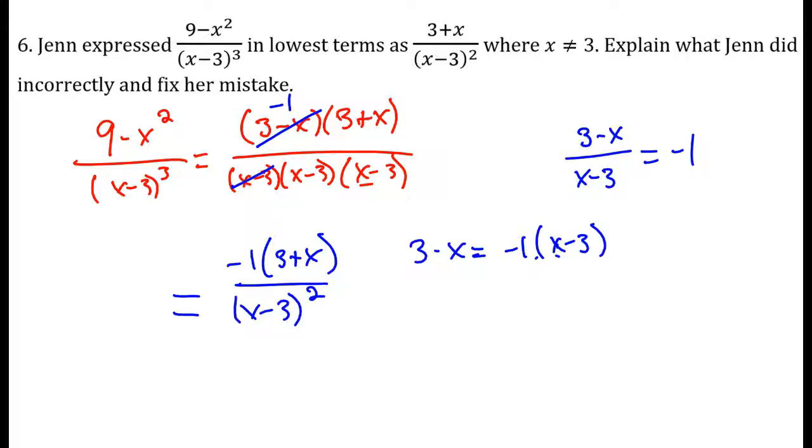So we always, always, always need to look out for this 3 minus x and x minus 3 relationship, that a minus b divided by b minus a. They do simplify. They just don't cancel out. That's why I don't like using the word cancel out, because they do simplify, they just simplify to negative 1.